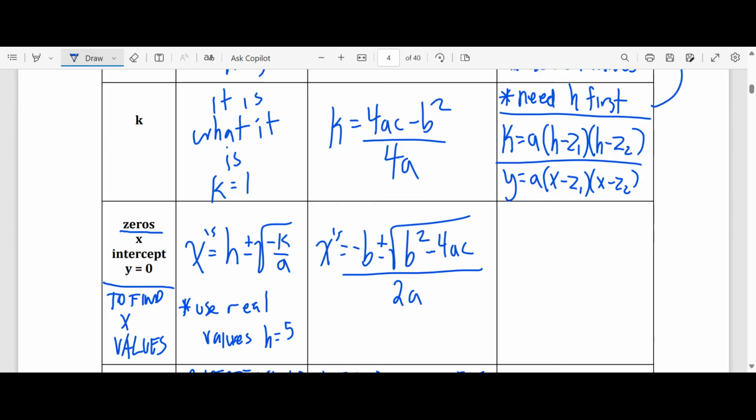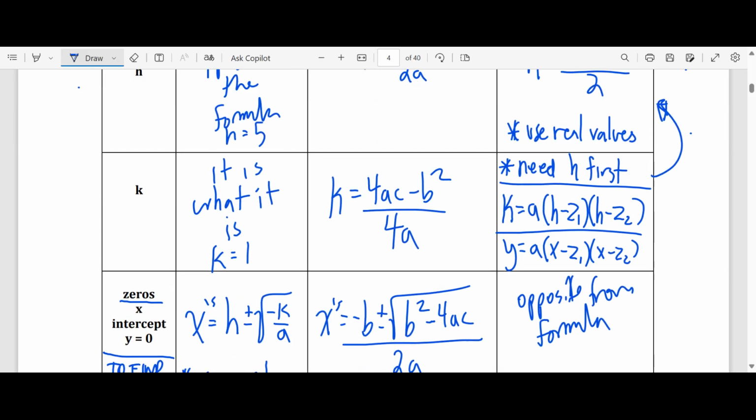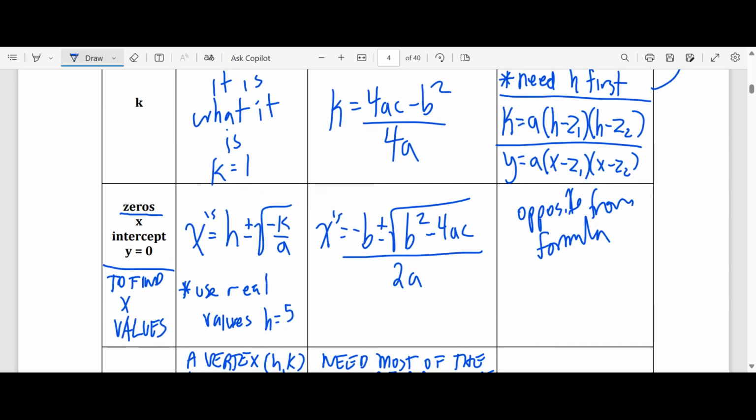And then the last one, zeros form. Okay. Opposite, right? Opposite from formula. So if it was the example that we had up there, y is equal to negative 2, x minus 2, x minus 9, then it would be z1 is 2, z2 is 9. You can put that down there. Okay?